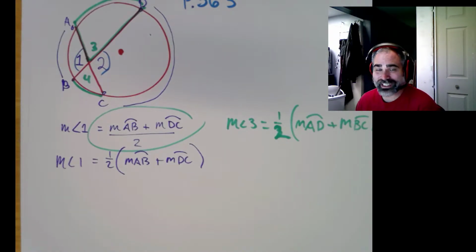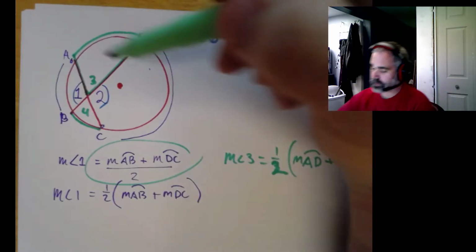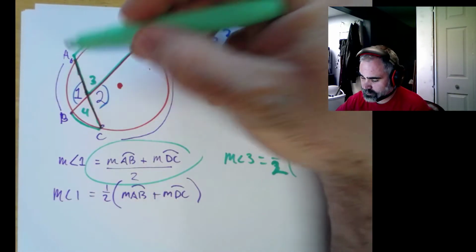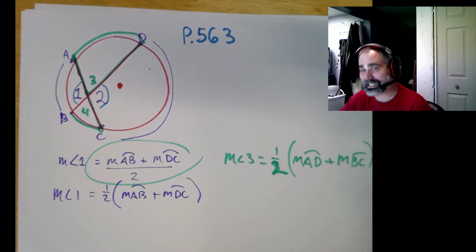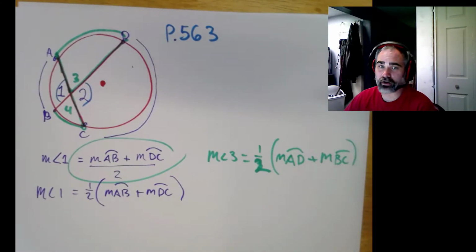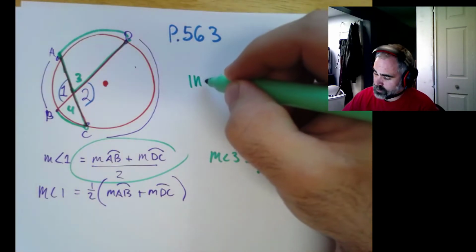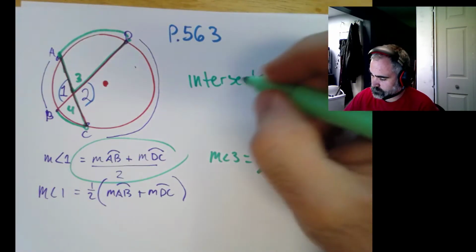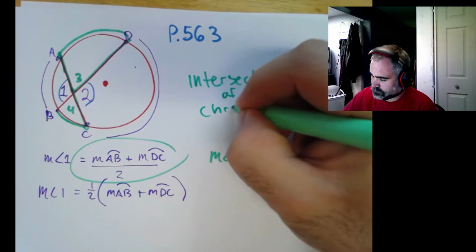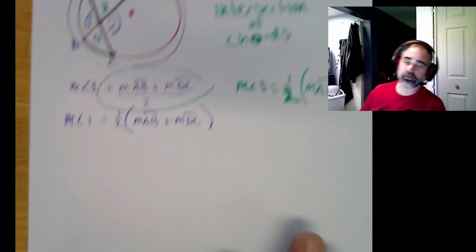So angles inside a circle from intersecting chords. Remember, a chord is just a line that's not a diameter that goes through the circle and stops on the edge. We call it a secant if it goes through and has arrows on the edge. But if it stops, we call it a chord. Okay? So we're talking about intersecting chords here. Okay, so intersection of chords.